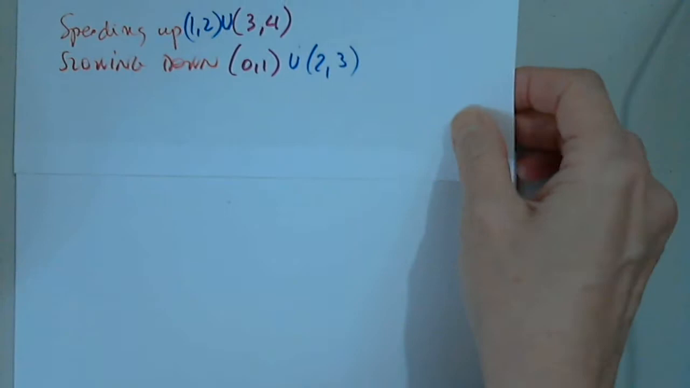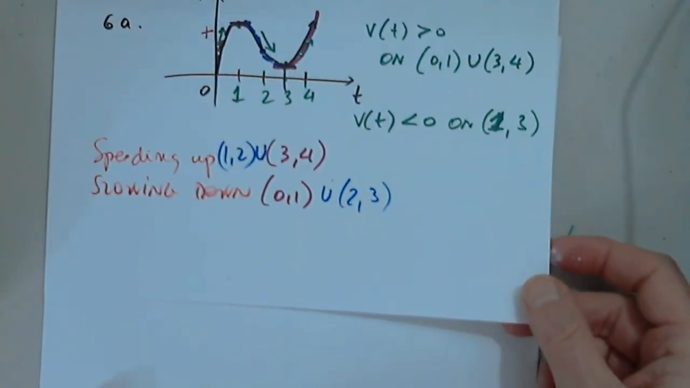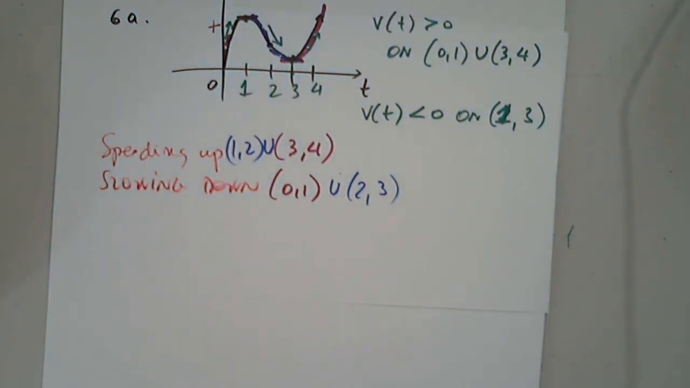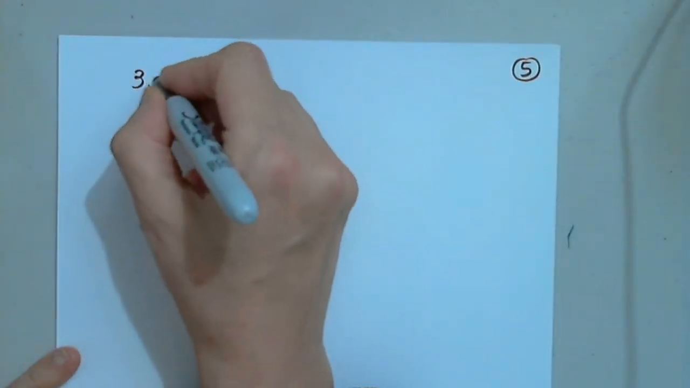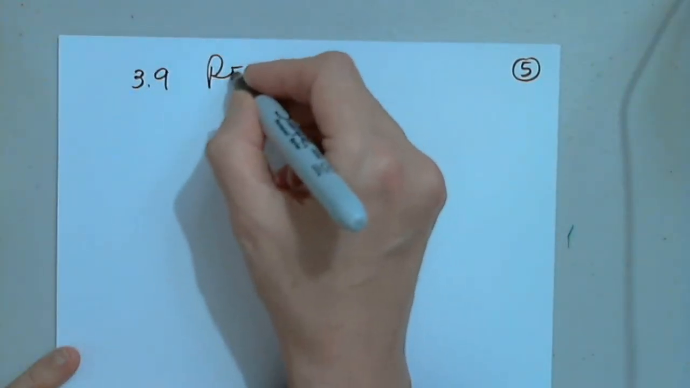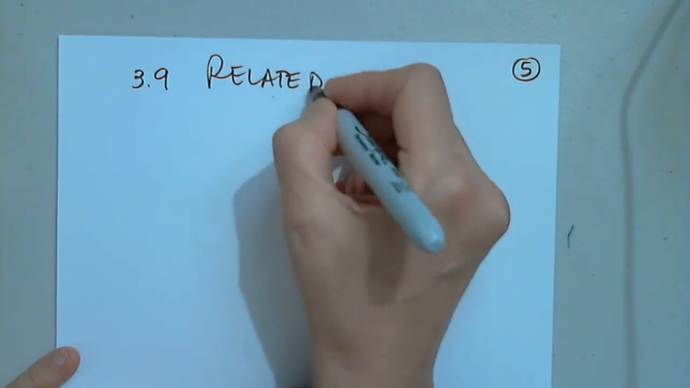Okay, I would like to continue. Any questions for me before I say anything else? Any questions for me here? Okay, more applications. So this is 3.9, related rates.